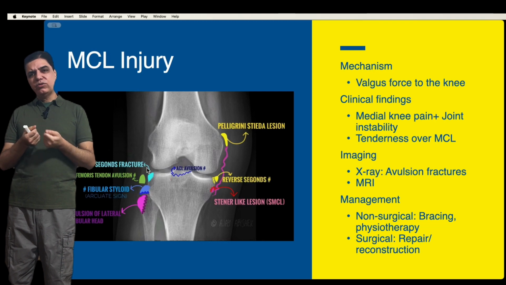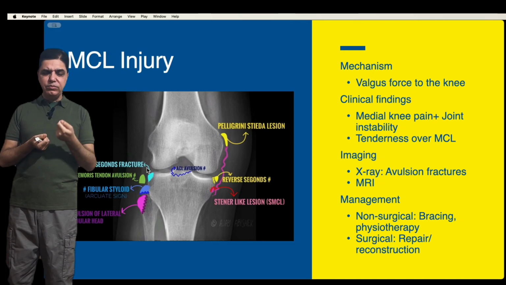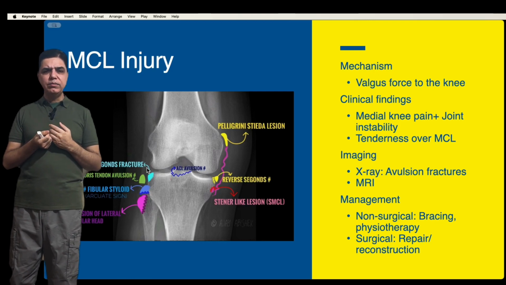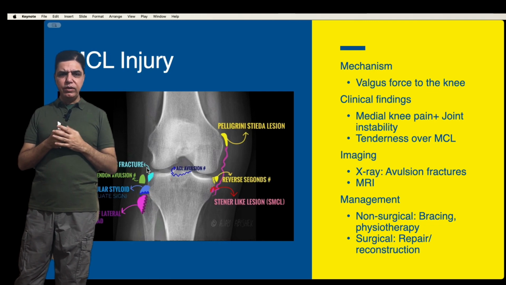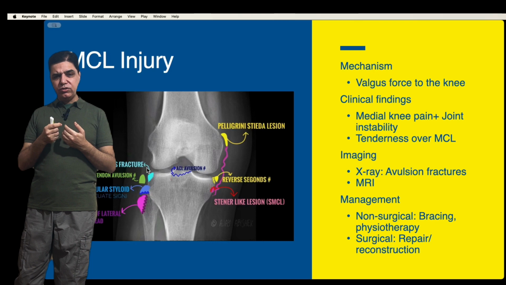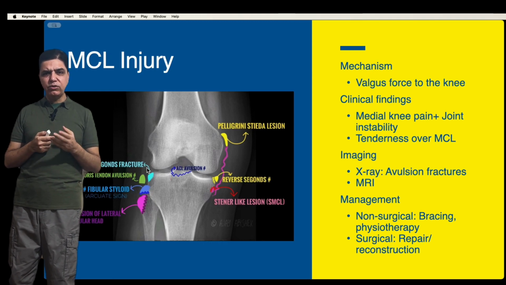And if it is torn, because it's attached to the femur and the tibia, you can have avulsion fractures either on the medial side of the femur or on the medial side of the tibia as well. The fracture, if it occurs, leads to a chip fracture on the medial side of the femur, which we call a Stieda fracture. And if it causes an avulsion fracture on the medial side of the tibia, we call it the reverse Segond fracture. So these are the avulsion fractures which are associated with medial collateral ligament injury.